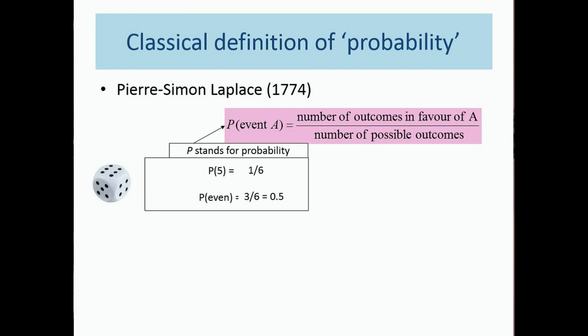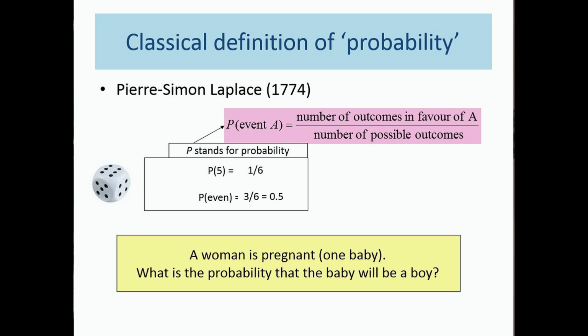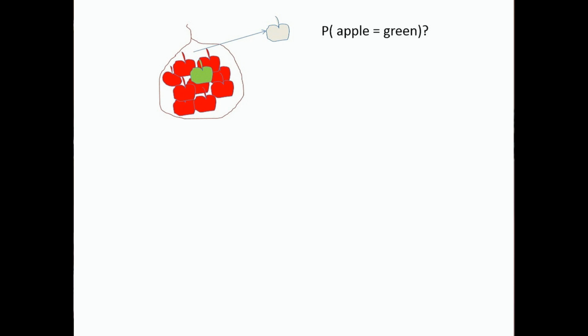Next question is, we know a woman is pregnant with 1 child. What is the probability that the baby will be a boy? Before answering this question, I will ask you a new question. I have a bag, and in the bag are 10 apples. 9 of them are red, and only 1 is green. Now I take out randomly one of the apples. What is the probability that the apple will be green?